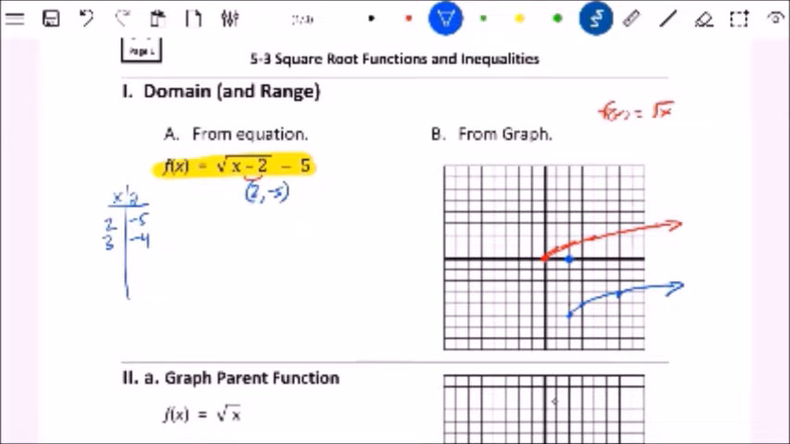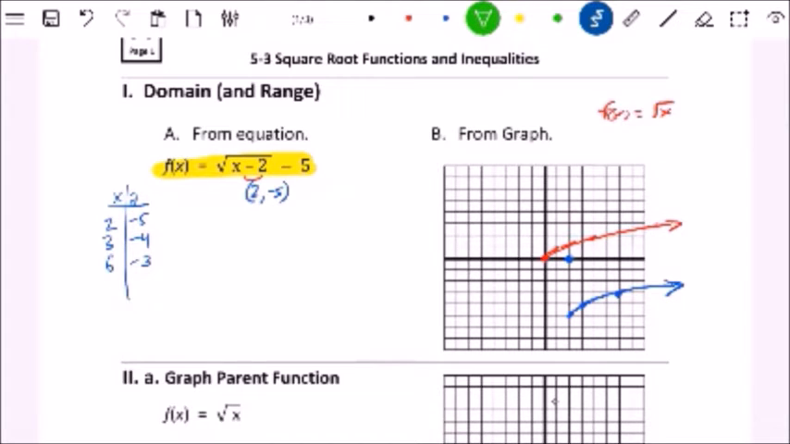4 doesn't work well. Let's go to 6, because if x is 6, 6 minus 2 is 4. Square root of 4 is 2. 2 take away 5 is −3. So that's where I have this point, and this point, and this point to graph the equation. So there it's graphed.